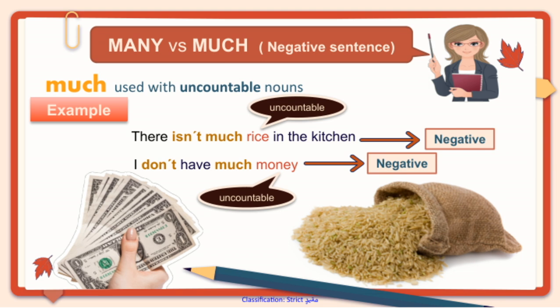Now, a key point to remember is that much is primarily used with uncountable nouns when forming negative sentences. This is different from many, which is used with countable nouns. So, in summary, much is used with uncountable nouns in negatives to emphasize that the quantity is limited or small. For example, there isn't much water, or I don't have much time. This distinction between much and many is important as we work on improving our language skills, especially when expressing quantity in negative sentences.